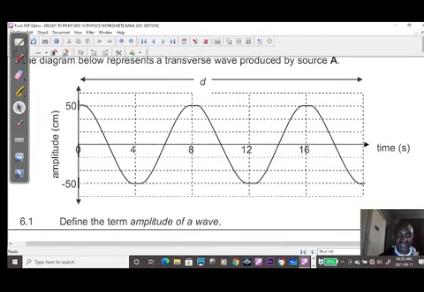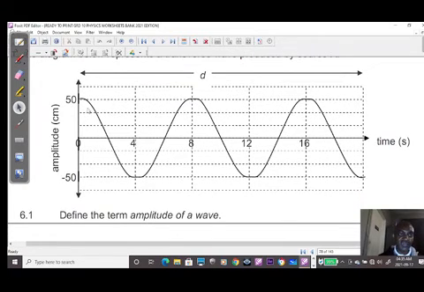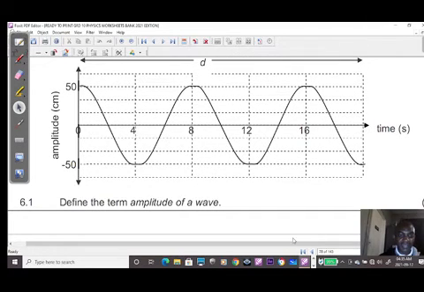What does the question say? Now on the y-axis I've got amplitude in centimeters. Our amplitude must be measured in meters. So if you are asked in centimeters, please don't forget to convert your answers to meters. The question says define the term amplitude of the wave. Amplitude is the maximum displacement from the resting position to the crest, or from the resting position to the trough.